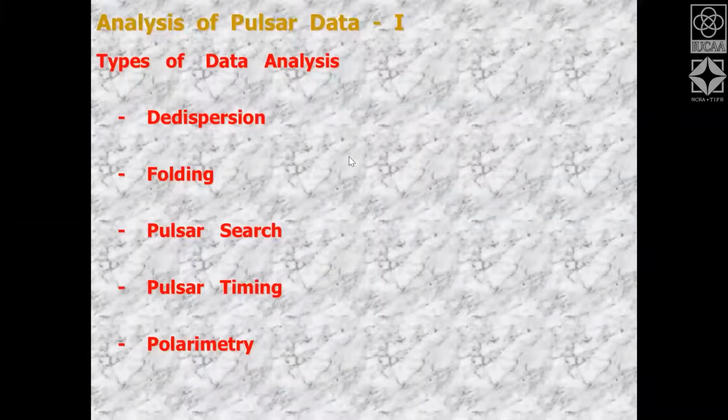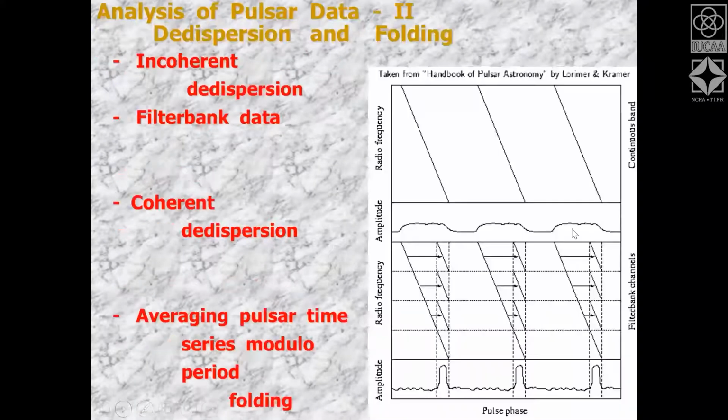Let's move on to the data analysis part, which is very quick and I can finish that. As I said, the pulse arrives at different frequencies at different times. And if you want to have a high signal to noise ratio observation of the pulsar, you need to de-disperse the data. This process of de-dispersion is schematically shown here, where the x-axis is the pulse phase and the y-axis in the top plot is the radio frequency. As you see, the pulse is delayed progressively as a function of frequency.